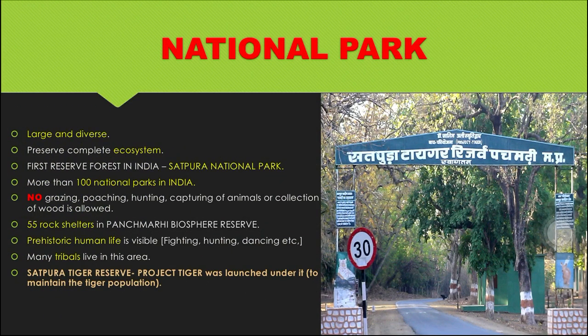Moving on further, national parks, a huge term. National parks are very large and diverse. A very big area is what we call a national park. It almost covers an ecosystem. What is an ecosystem? An ecosystem is an area which involves the biotic and abiotic members. Means the living and non-living organisms living together in harmony with each other.